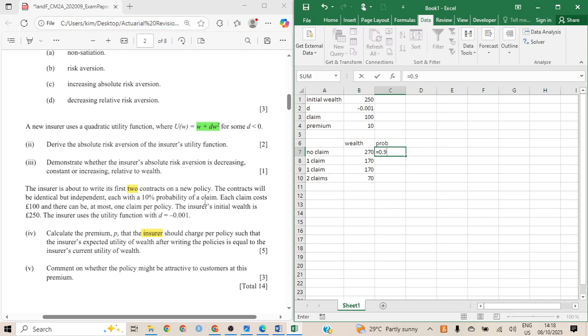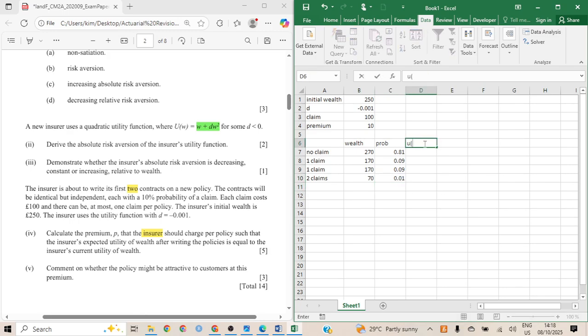But we have 2 contracts which are independent. So 0.9 by 0.9. Then this other one will be 1 claim. So 0.1 for the first policy claiming, and then 0.9 for the second policy not claiming. And then vice versa. 0.9 first policy not claiming, 0.1 first policy claiming. And then in this one, both policies are claiming. 0.1 multiplied by 0.1.